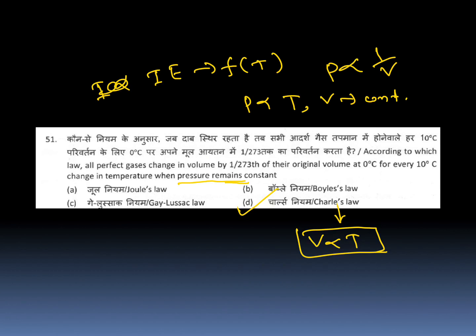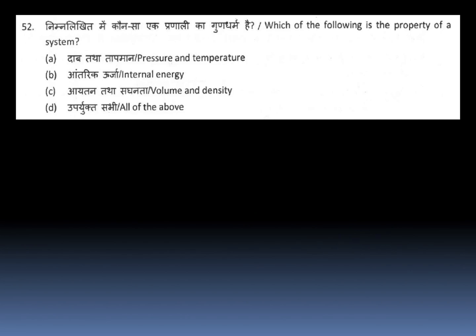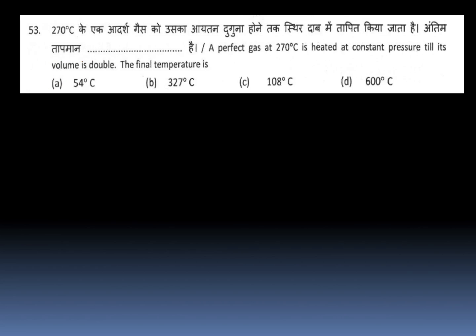Which of the following is the property of a system? Property of system, it's internal energy. It's a property of system. Point function does not depend on the path. Question is, a perfect gas at 270 degrees Celsius is heated at constant pressure till its volume is doubled. The final temperature is how much?